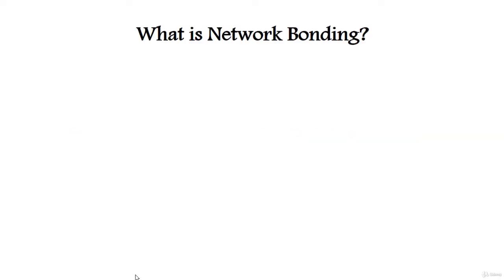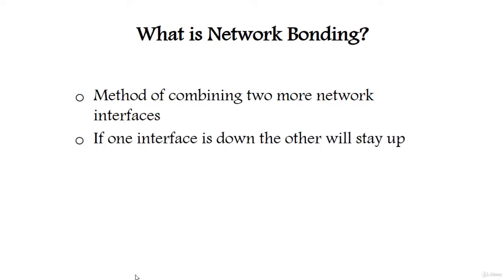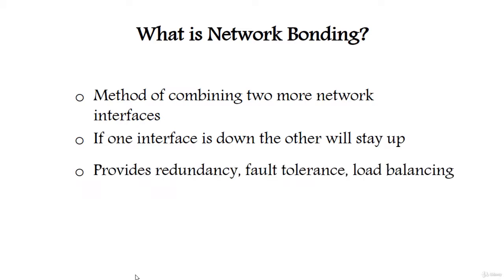What is network bonding? Network bonding is a method of combining two or more network interfaces together into a single interface. It will increase the network throughput and bandwidth, and will give redundancy. If one interface is down or unplugged, the other one will keep the network traffic up and alive. Network bonding can be used in situations where you need redundancy, fault tolerance, or load balancing networks.